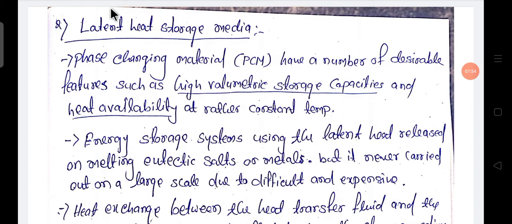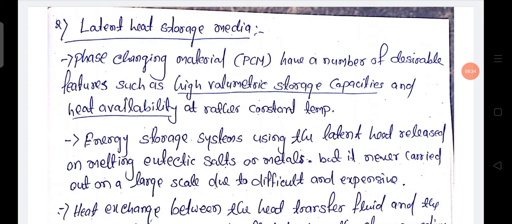Okay, next is latent heat storage medium. Latent heat means what? Latent heat is the amount of heat released or absorbed at the time when the state of the material is changed. That means when, let's say, a solid state is changing to the liquid state, at that time the amount of heat released or absorbed by that material is called latent heat.